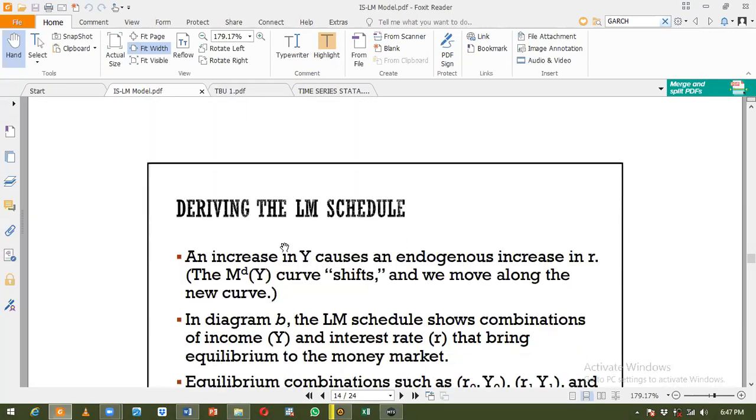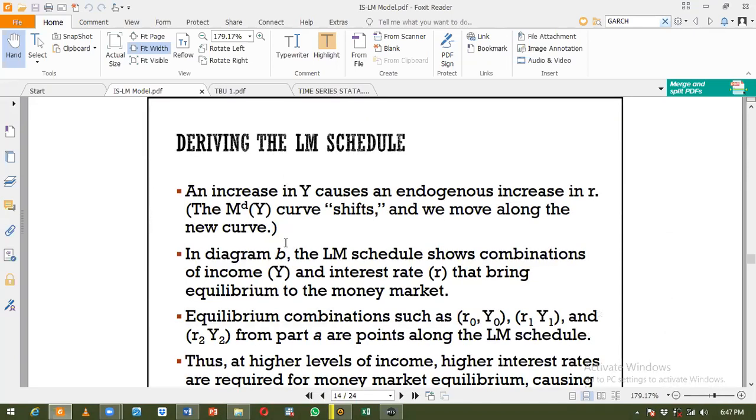All right, so this is what I was talking about. Whenever there's an increase in Y, it causes an endogenous increase in R. The interest rate must increase. This results from the fact that money demand goes up because it is positively related to income. When income goes up, money demand will go up, causing a disequilibrium. So we need a new level of interest rate to bring the money market back into equilibrium. When we join those two points, that is where we get our LM curve.